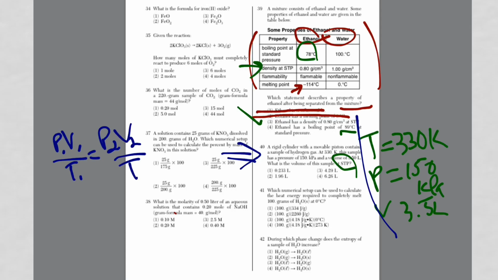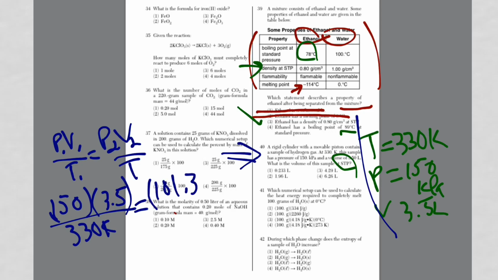So our initial conditions, we have a pressure of 150 kPa. The volume to start was 3.5. Our temperature was 330 Kelvin. On the other side, STP, my pressure in kilopascals is 101.3. I'm looking for V2, and my temperature is 273 Kelvin. So now you need to solve for V2. So of course you can cross multiply and divide.